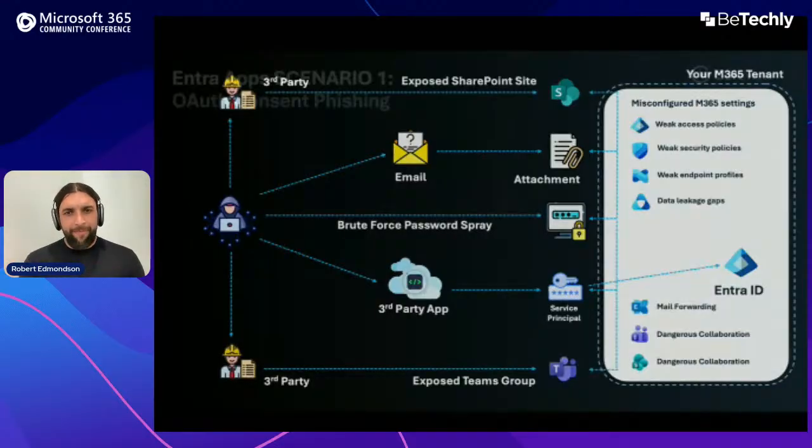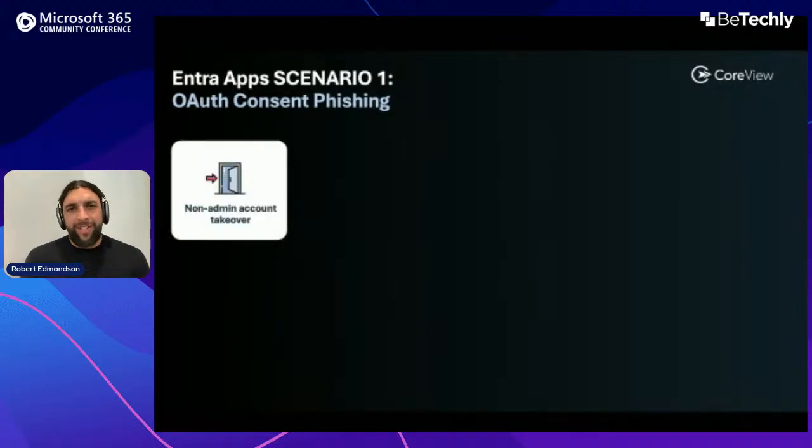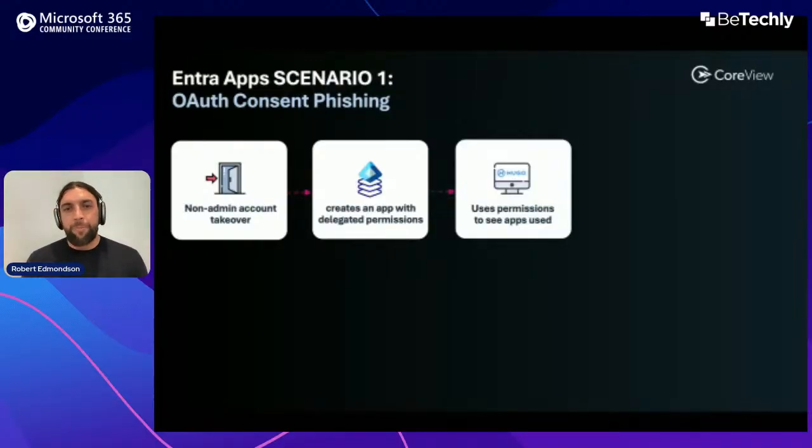Now, let's talk about that third-party app attack. This uses Entra applications, and this is what we call an OAuth consent phishing attack. And it goes like this, okay? So I want you to imagine that an attacker gets access to a non-admin account, and they go in and they can create an app with some basic permissions. Because they don't have an admin account, the application they create in your environment is going to have very limited permissions. But even those permissions can allow the attacker to see what applications your business uses.